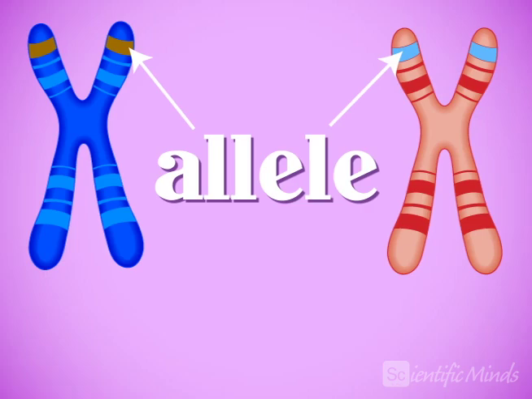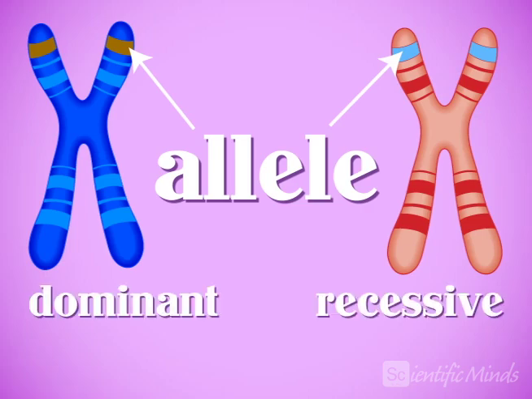Each allele is expressed as either dominant or recessive. For each gene, an uppercase letter is used to represent the dominant allele, and a lowercase letter is used to represent the recessive allele. If brown eye color is the dominant allele in llamas, then we represent it with a capital B, and if blue eye color is recessive, then we represent it with a lowercase b.